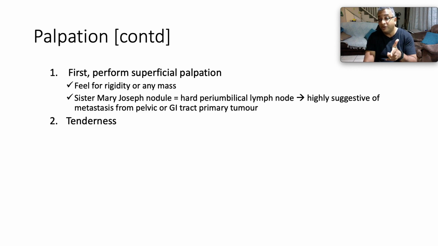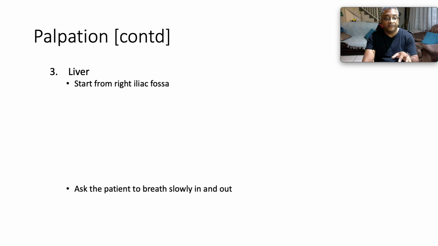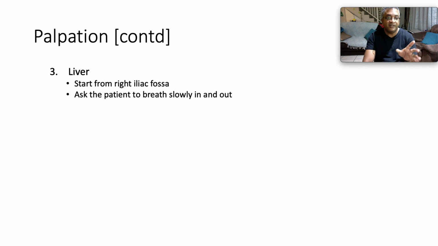The other one you want to look out for is Troisier's node, what we call Virchow's node, which is a very hard left supraclavicular node, which if present speaks to a stomach or a gastric malignancy. Right? You want to also palpate for tenderness.